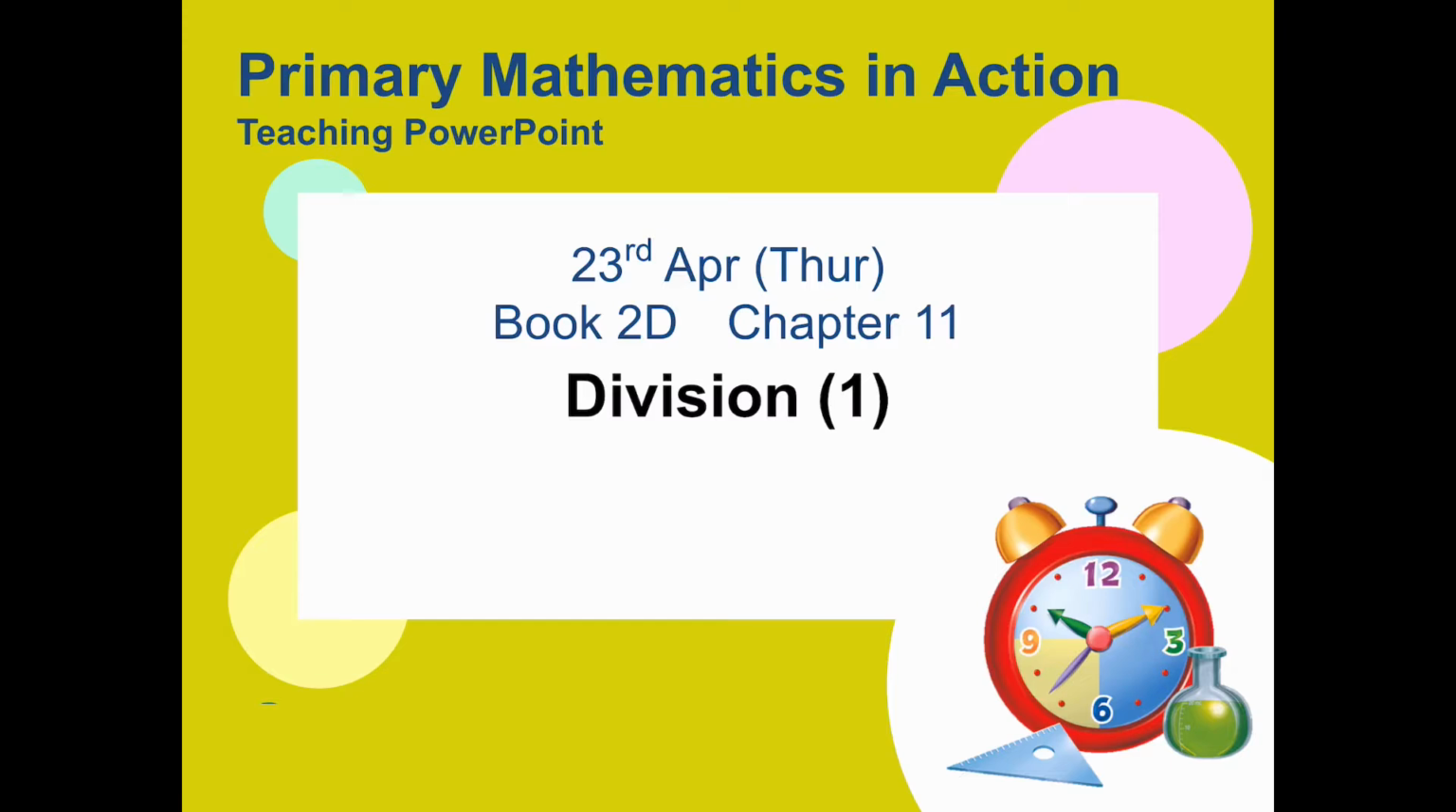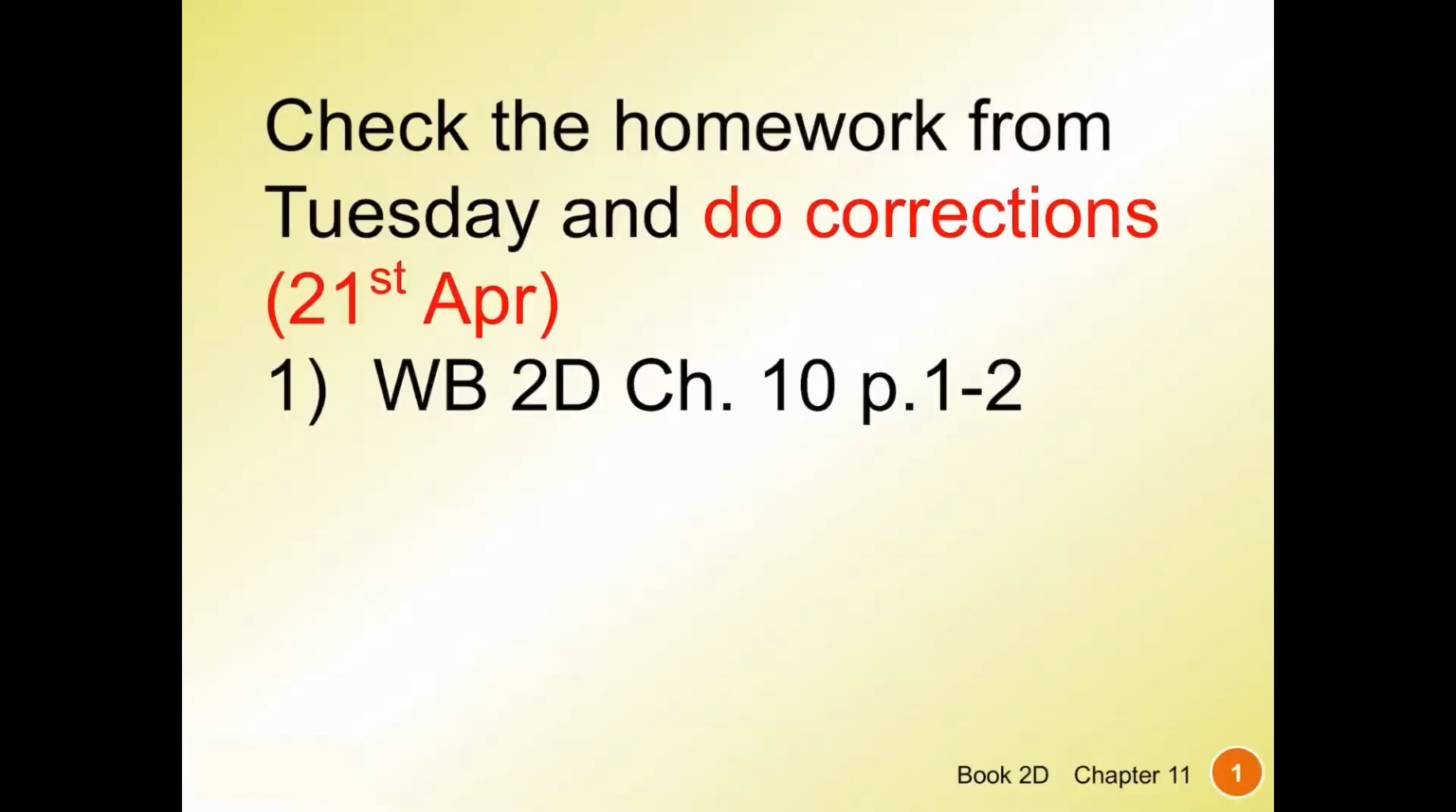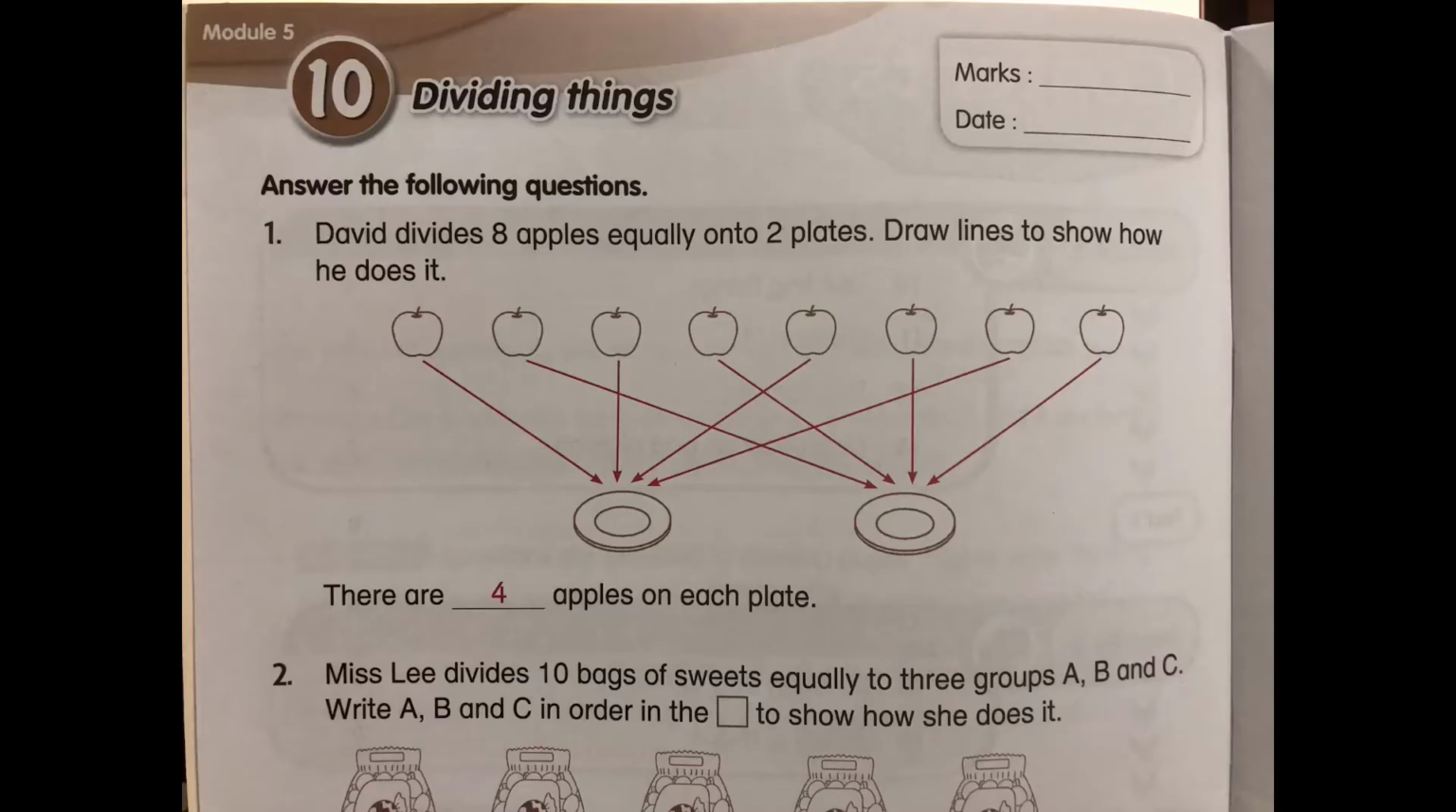Let's go over the homework from Tuesday. So this is page 1, the top part. Question number 1. David divides 8 apples equally onto 2 plates. Draw lines to show how he does it.